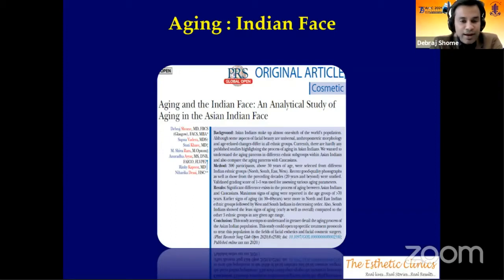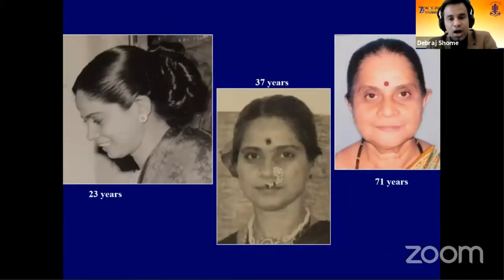So then I always wanted to understand why we did not have enough data on Indian aging. And that's what we call the first aging study from India, using sequential photographs, where we studied 300 participants over the age of 30. And we sort of figured out how people aged over a period of time. So you took sequential photographs and followed them longitudinally. And you found that over a period of time, you could understand and detect patterns of how people were aging.